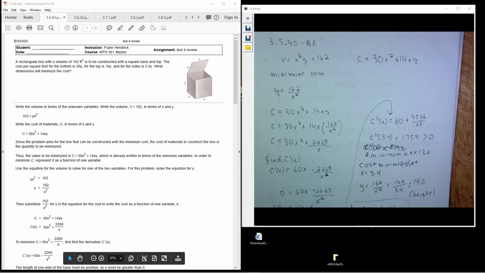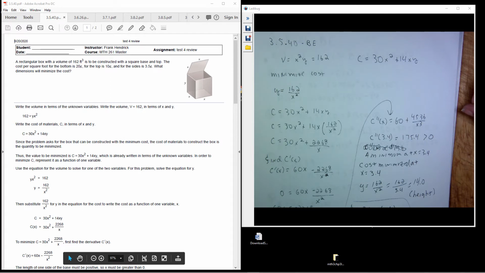So it says here minimizing the cost. So we'll be looking at taking the derivative of the cost function. So that's what's changing. And we know that where you have a maximum or minimum, the slope will be equal to 0. So you'll be minimizing the cost. And we're given that relationship here with the volume of the box. So it's going to be x squared times y is equal to 162.